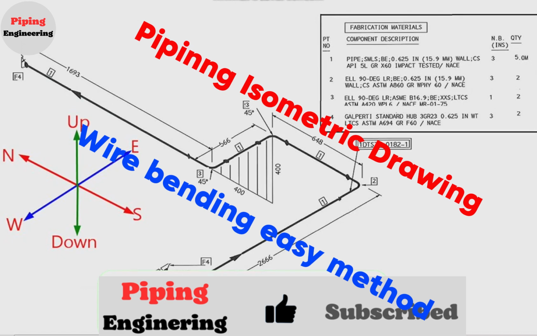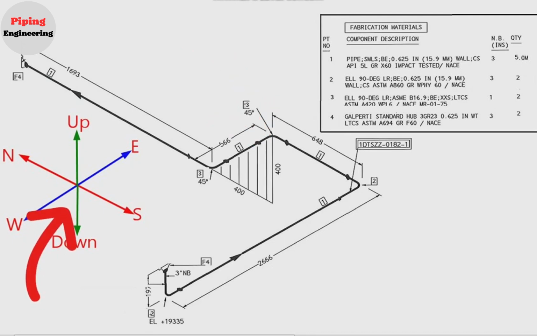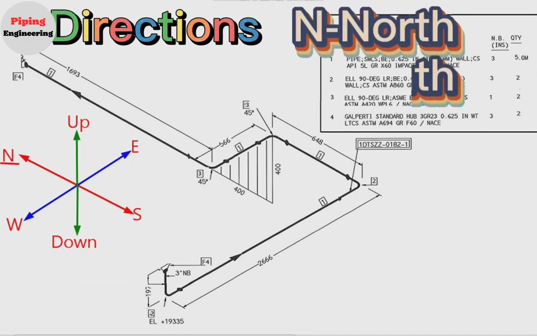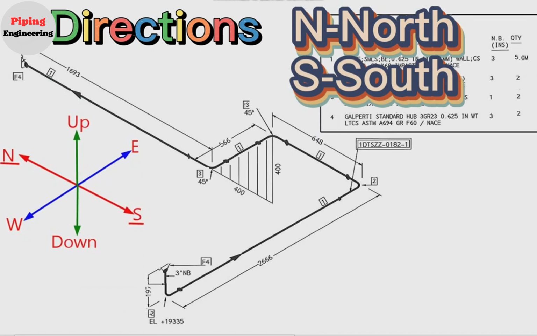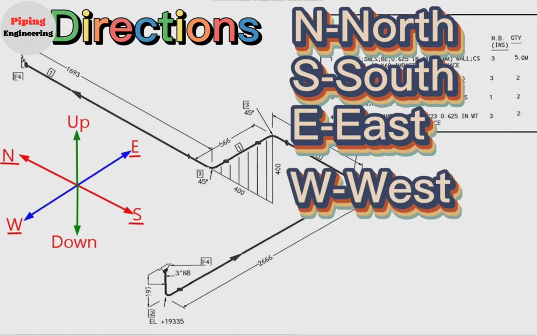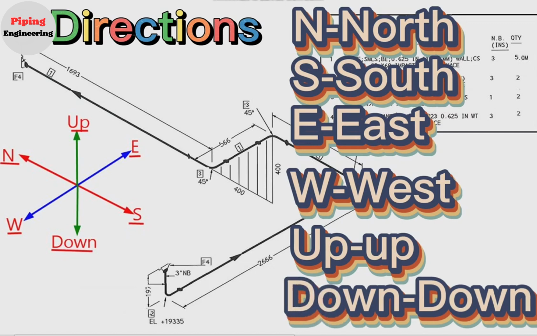Now, let's dive into today's lesson. This is the pipe isometric drawing. Every pipe drawing has such a sketch. This indicates the directions. By studying these directions, we can easily read any pipe isometrics. There are 6 directions here. N stands for north. S stands for south. E stands for east. W stands for west. Up stands for up. Down stands for down directions.